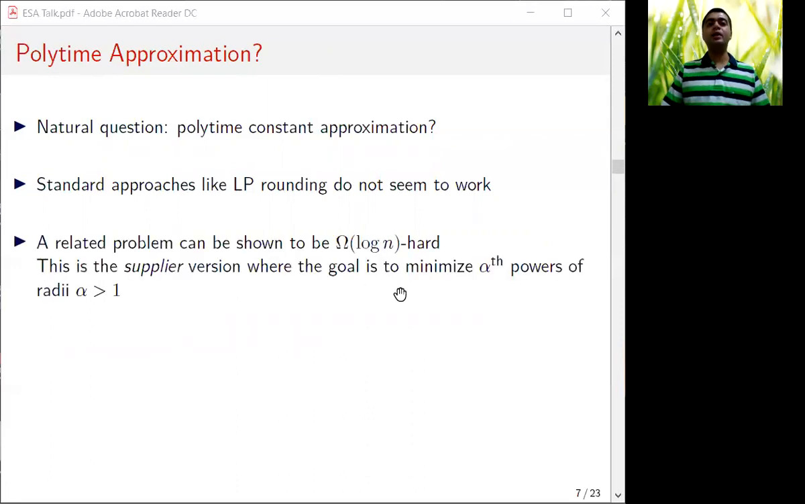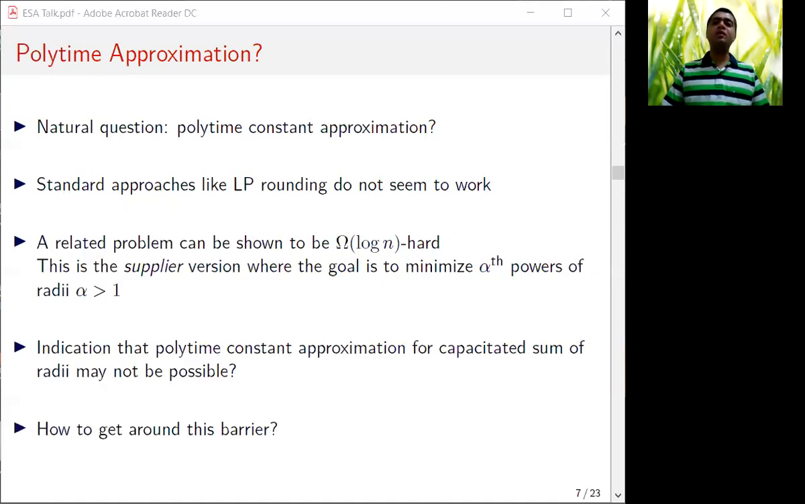And there is another indication. If you remember the variations that I talked about, this is the supplier version of the problem, where you want to minimize the sum of squares of radii, let's say. And one can show that this problem is log n hard. And it's very similar to the original sum of radii problem that we are looking at. So this might be another indication that even our sum of radii problem might be hard to approximate. So given these couple of indirect indications, how do we get around this barrier?